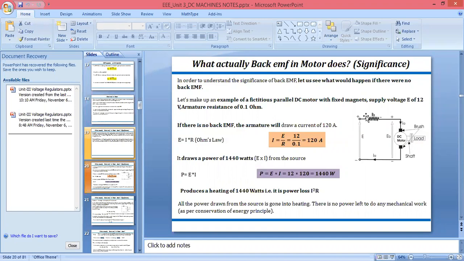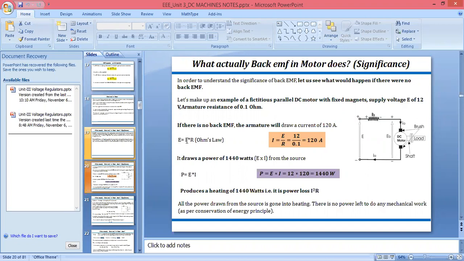So we give a supply voltage of 12 volt and an armature resistance of 0.1 ohm. According to Ohm's law, we have the voltage and we have the resistance, so we can calculate the current flowing through this DC motor. According to Ohm's law, V equals IR. V is nothing but the power supply, and we are calling the battery E, so E equals IR.